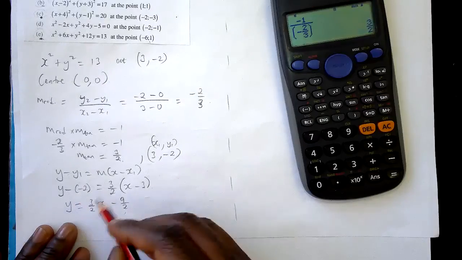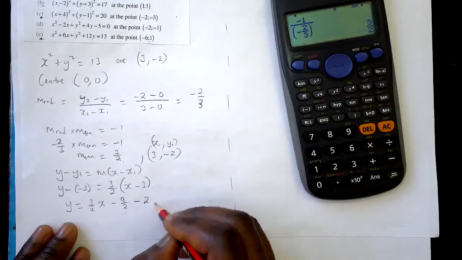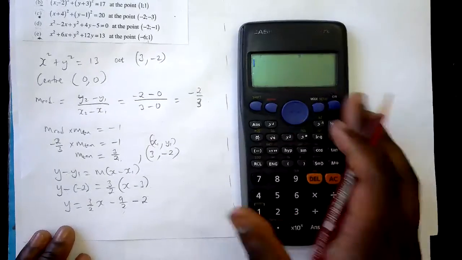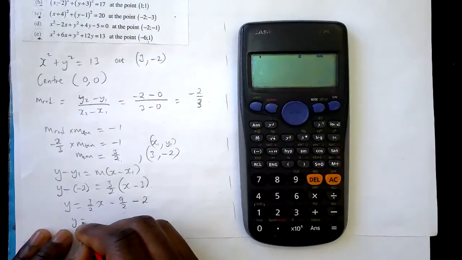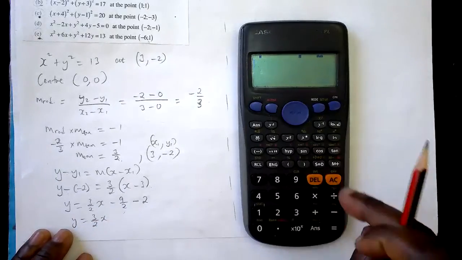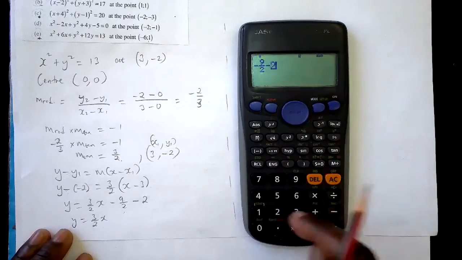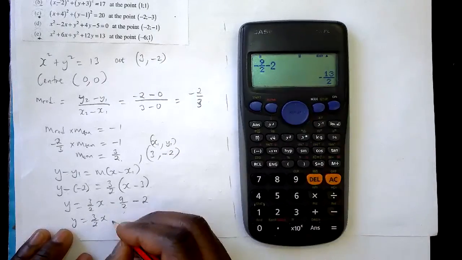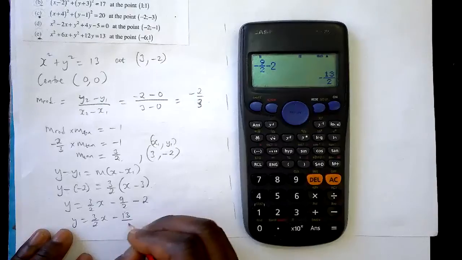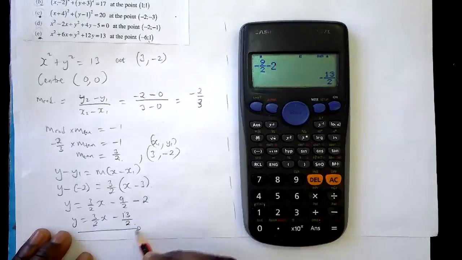So when you shift it, that side is going to be negative. Then it's going to be -2. Okay. Then what do we get now? We're going to get y is equal to 3/2 x, then if we say -9/2 minus 2, what do we get? We get -13/2. Okay, that's what we get there. That's our equation of the tangent.